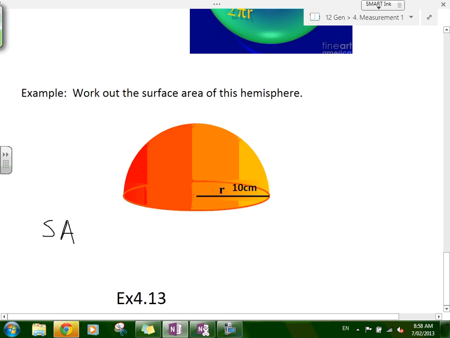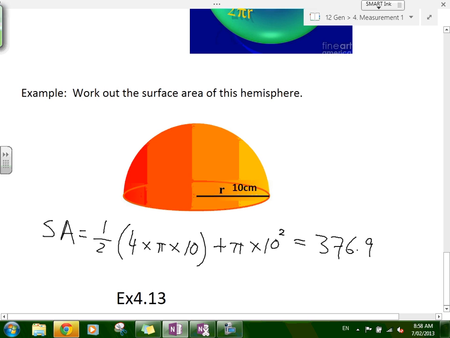So surface area equals, well, first thing is, the curved surface is going to be half of 4 times pi times 10, which is the radius. Okay, so that's half of this curved spherical surface. What then we have to add is the circle underneath, which is pi times 10 squared. So what that equals is 376.9 square centimeters. Okay?